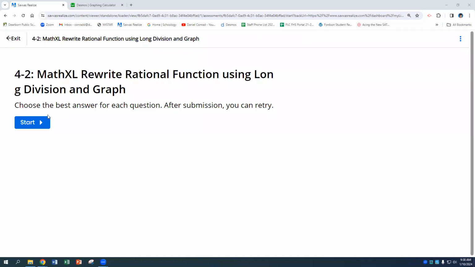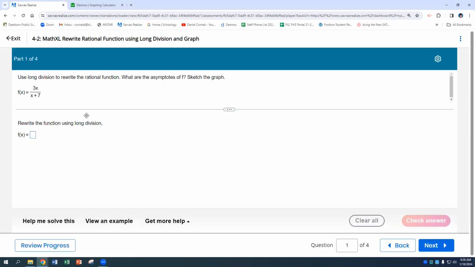Right. The first section, rewrite rational functions using long division. Okay, so here we have a rational function. Again, it's a rational function because you have one polynomial over another polynomial written as a fraction, right? So we have p of x over q of x, where p of x equals 3x, and q of x equals x plus 7. So we have the ratio of two polynomials. That's what makes it a rational function.